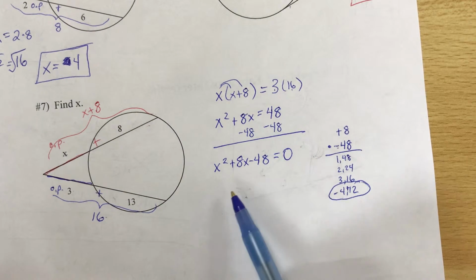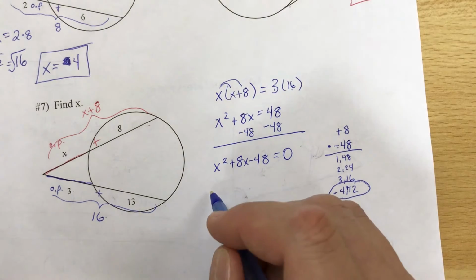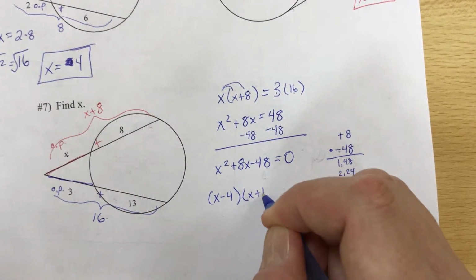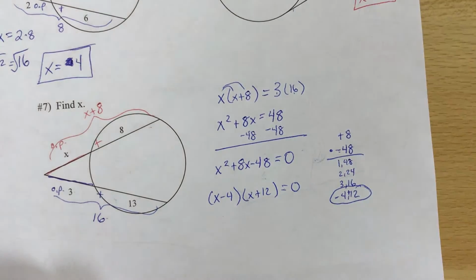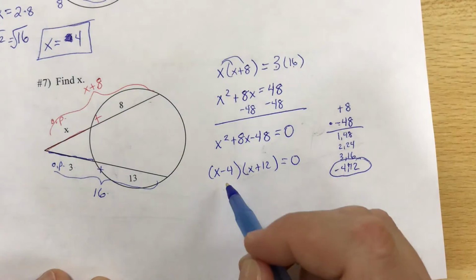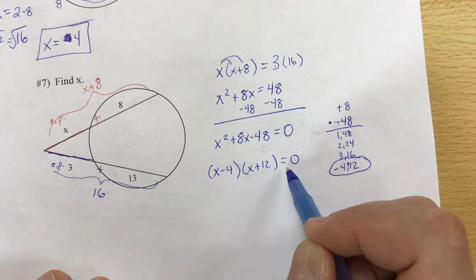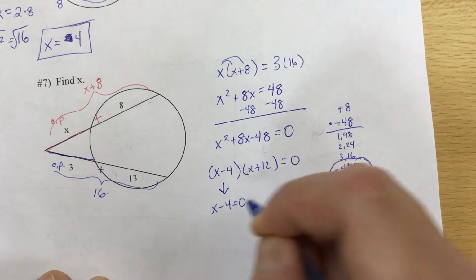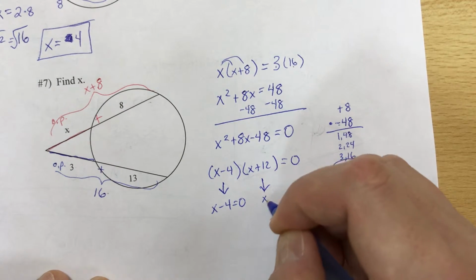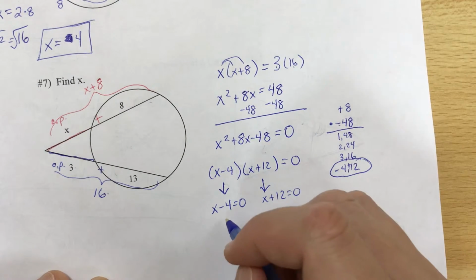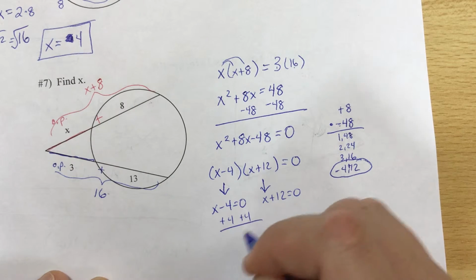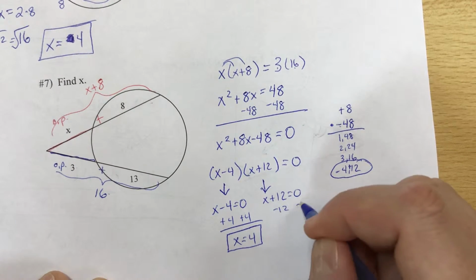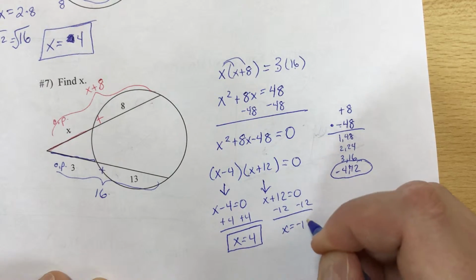So the two factors, I can immediately go from here and say that's x minus 4, one factor, times x plus 12, the other factor, is equal to 0. When we have two numbers multiplying to get 0, either the first factor is 0, or the second factor is 0. And now we can solve these. So x equals positive 4, or x is equal to negative 12.